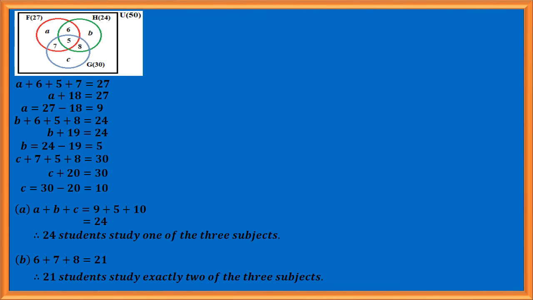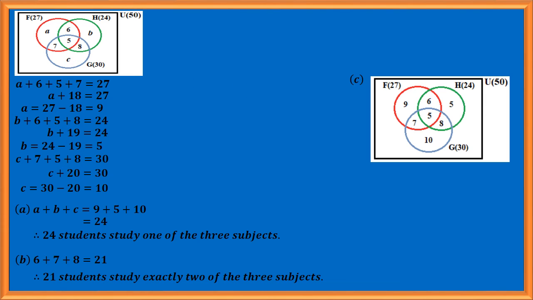Now looking at C, we're asked to illustrate the information on a Venn diagram. Doing that, we are now going to replace the values of A, B, and C. That gives us this as our Venn diagram.